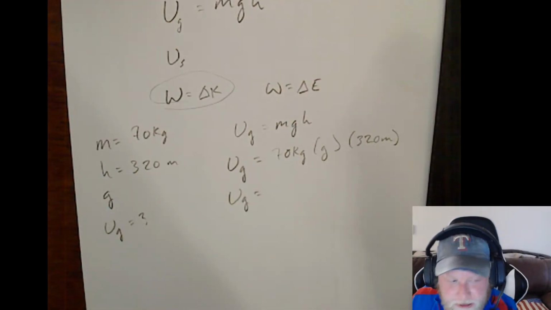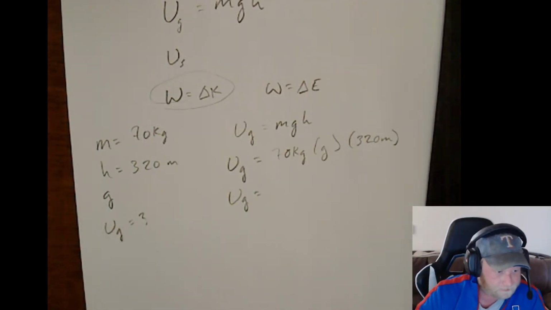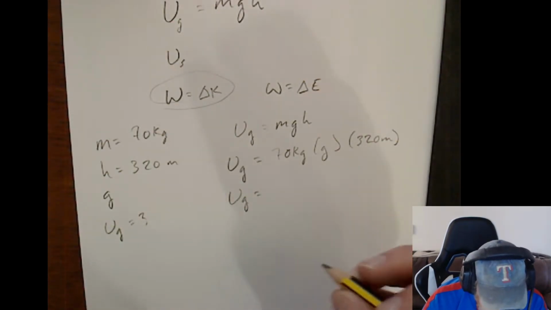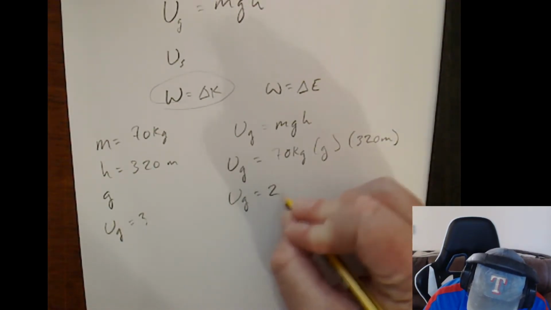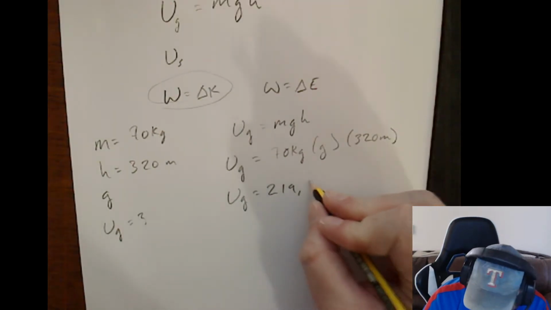So, your gravitational potential energy comes out to 219,520 joules.